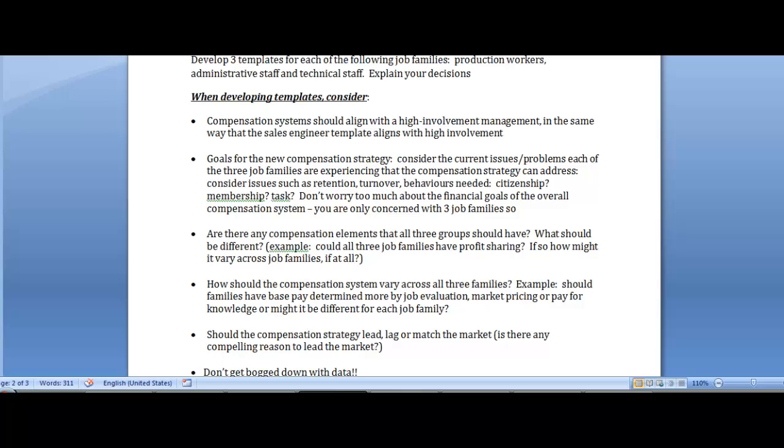Are there any compensation elements that you think all 3 groups should have, and should they be the same, or maybe they should be different? So for example, one of the elements we said you have to look at in the template is profit sharing. Should they all have profit sharing? Should only one group have profit sharing? What should profit sharing look like? Should it be group profit sharing, individual profit sharing? What would look best? Maybe not all job families are the same. So you want to think about what should be the same and what should be different.